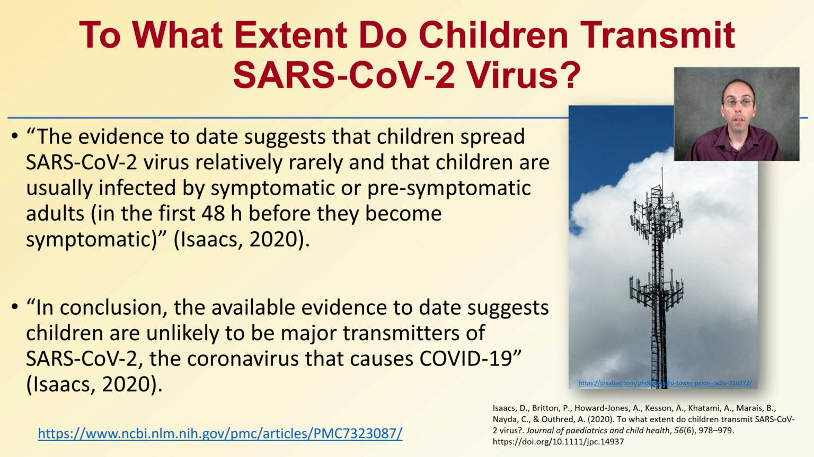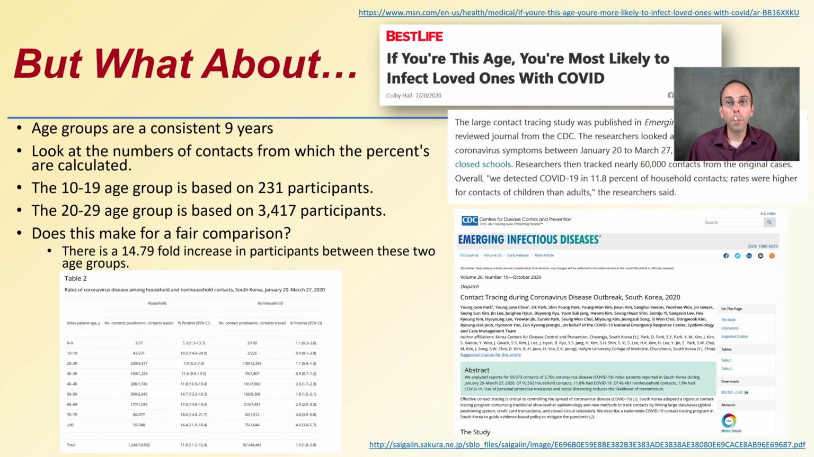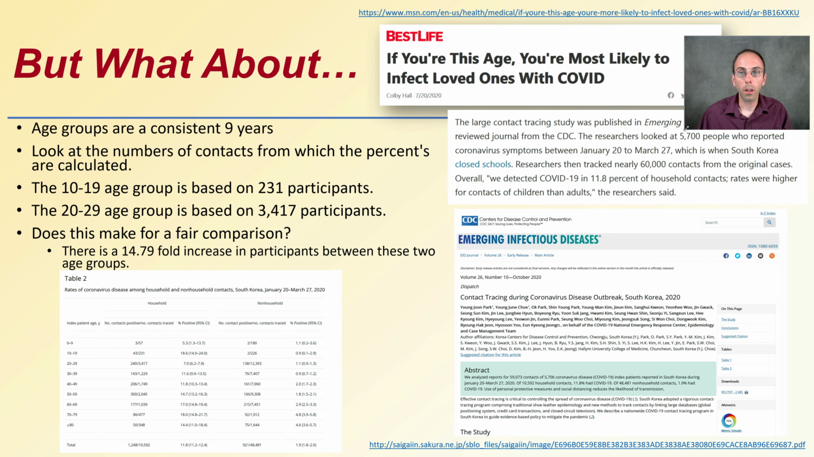In conclusion, based on the study here, the available evidence to date suggests that children are unlikely to be major transmitters of SARS-CoV-2, the coronavirus that causes COVID-19. And again, there's the citation, the links, and everything provided there for you. So what about an article like this that was in the news?